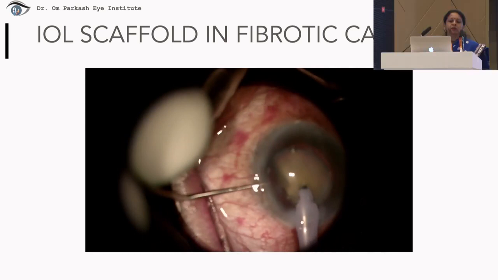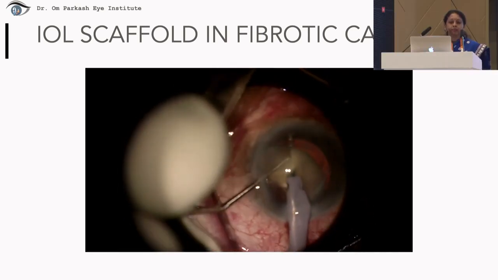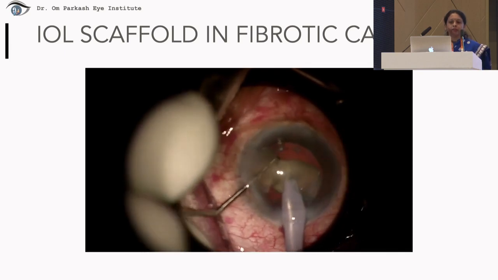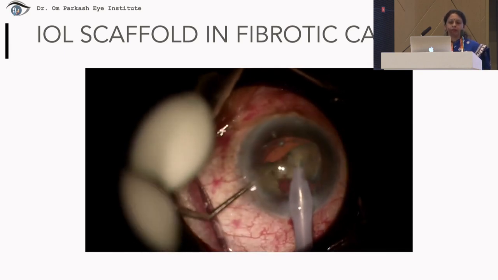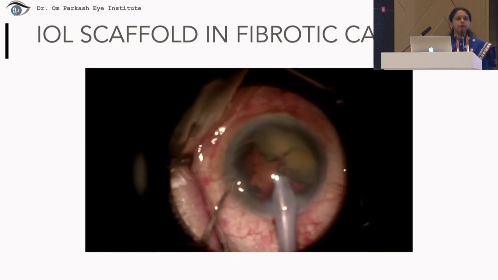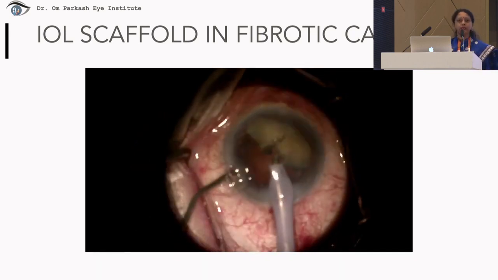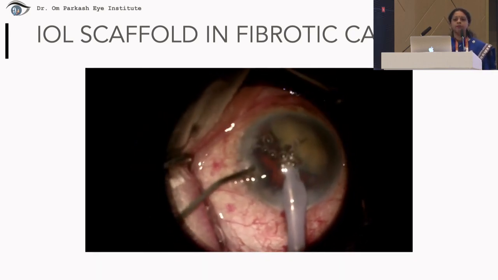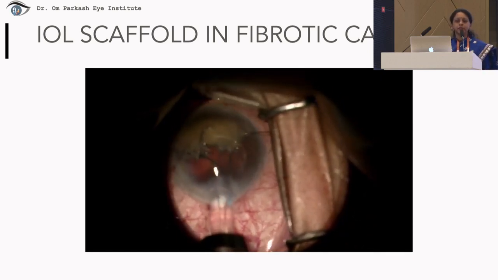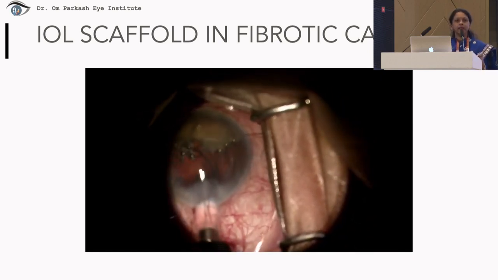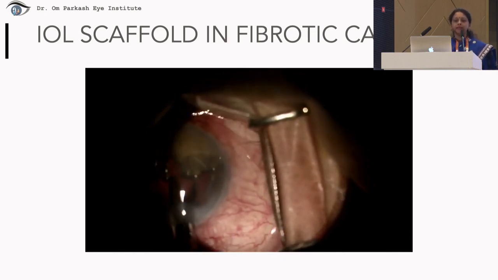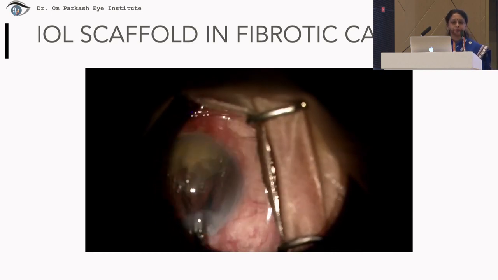Now the remaining heminucleus is brought, and it is divided gently by cross-chopping. At this point, it was decided that we will use the IOL scaffold technique so that these fragments are not pushed posteriorly. We have introduced viscoelastic substance through the side port so that the anterior chamber does not collapse, and now a multi-piece lens is introduced into the sulcus.